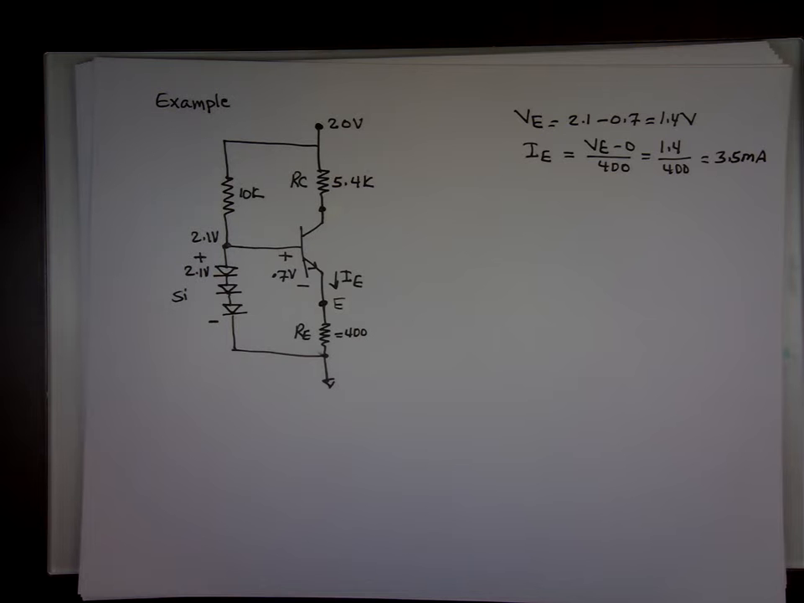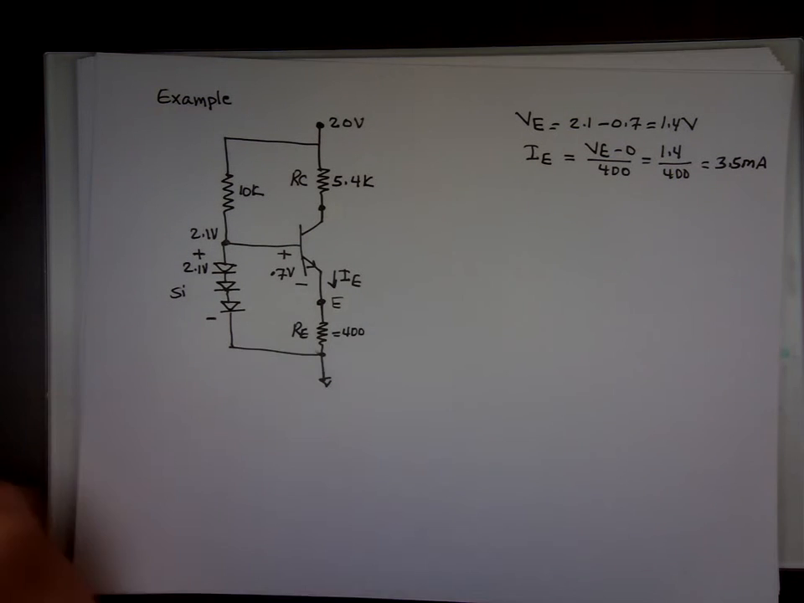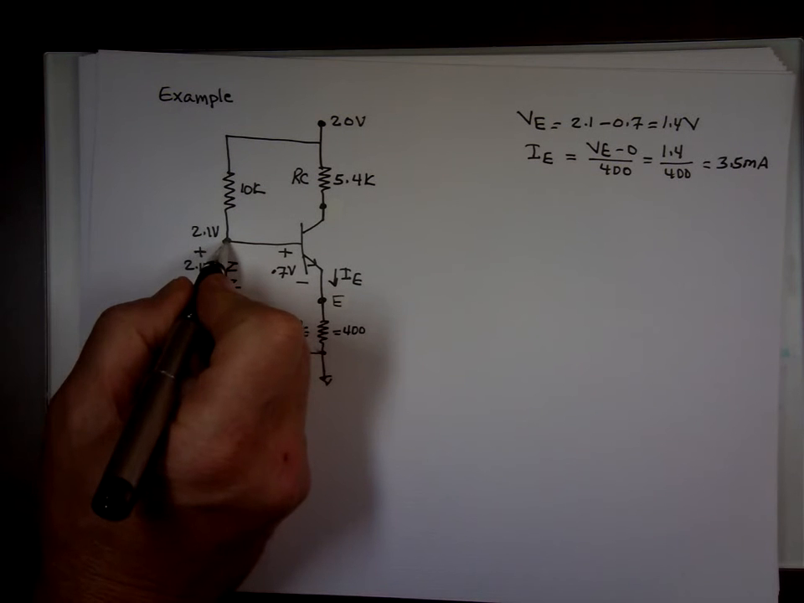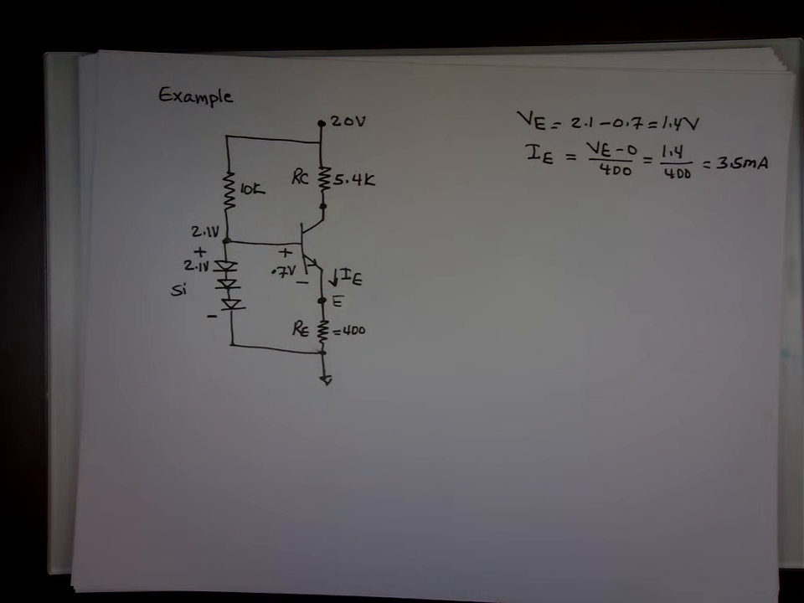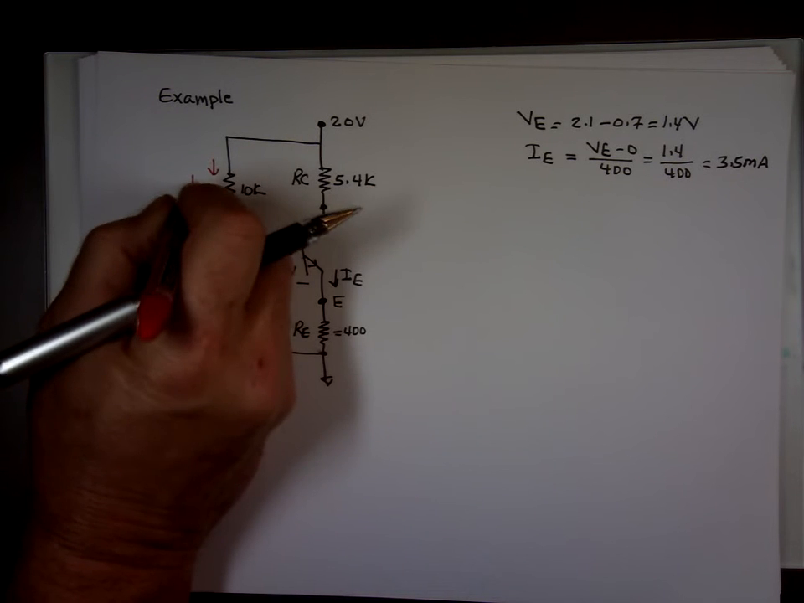Now, I didn't give you a value for beta, but we'll see if we need it. I probably can do the problem without it. Now, I know the current coming down is that value. I know the voltage here is 2.1. Can we find what this current is? We'll call it I sub x.